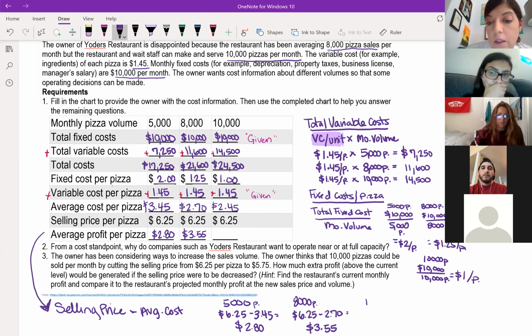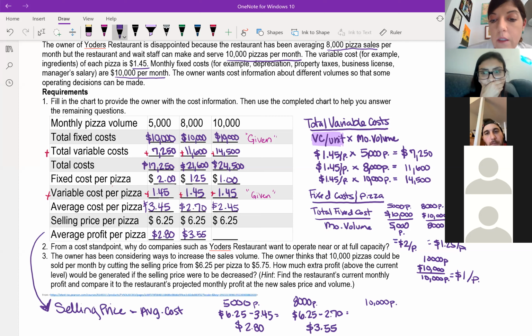When you sell 10,000 pizzas, it's still $6.25 of a selling price. Your average cost went even further down. It's $2.45 per pizza for a total profit of $3.80 per pizza.